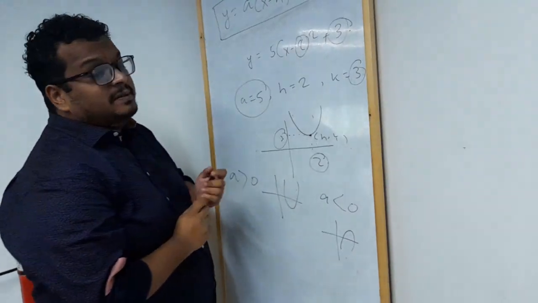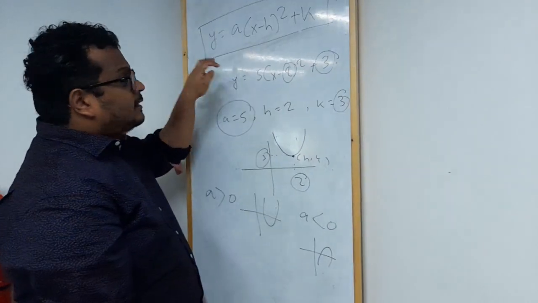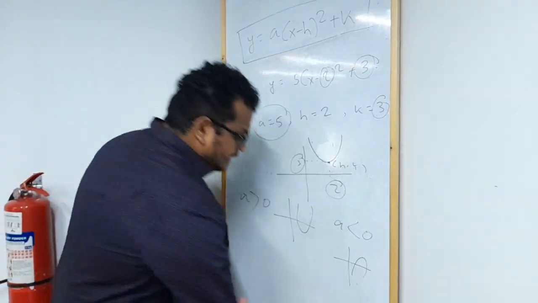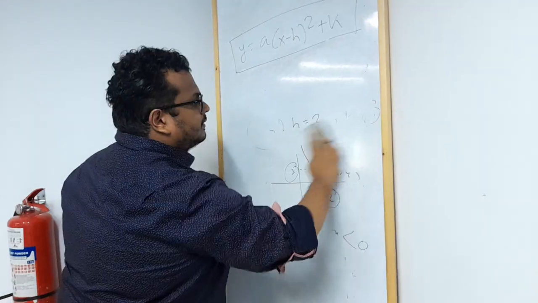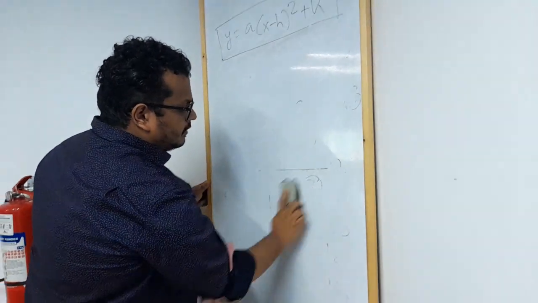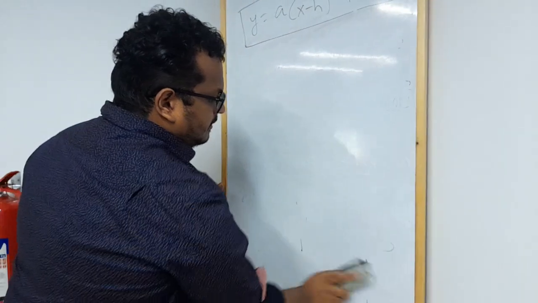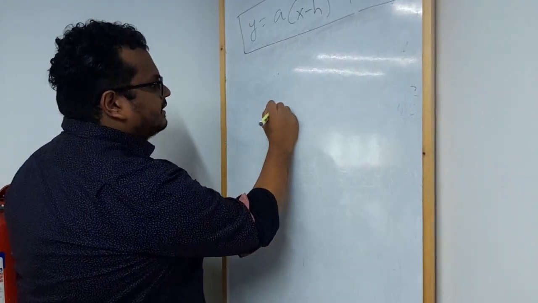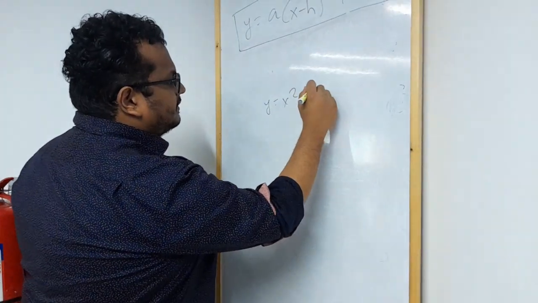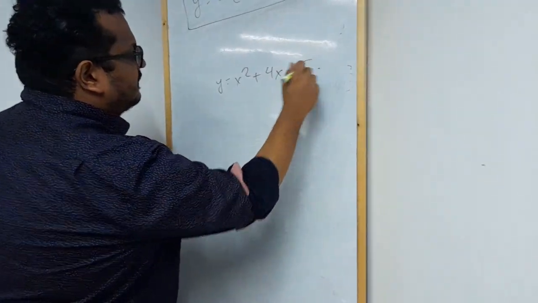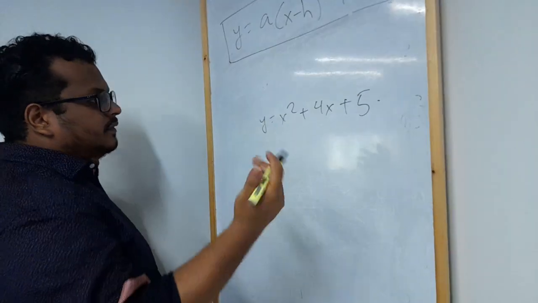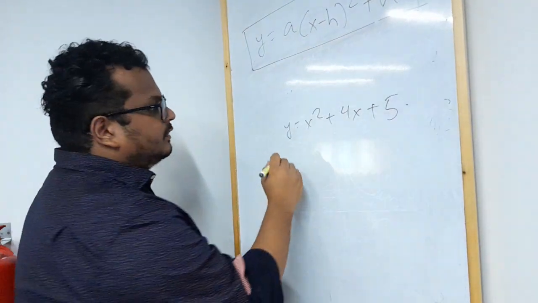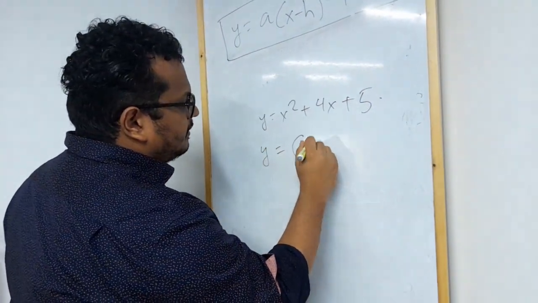And if you were to convert your normal quadratic functions into the vertex form, you would have to apply completion of the squares. Let me give you an example. If you had an equation y equals x squared plus 4x plus 5, and you had to write this in the vertex form, for that you have to complete the square first. So it would be y equals x squared plus 4x.